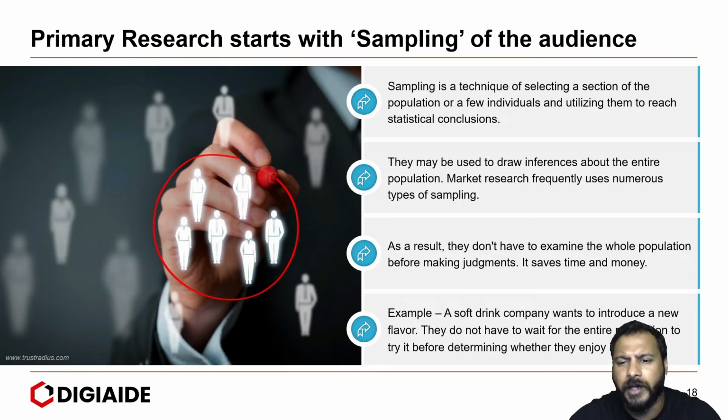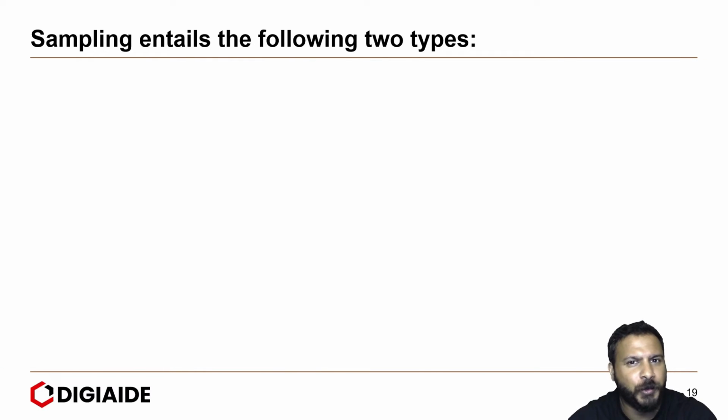Example, a soft drink company wants to introduce a new flavor. They do not have to wait for the entire population to try it before determining whether they would enjoy it or not. Well, the types of sampling includes two broad types.